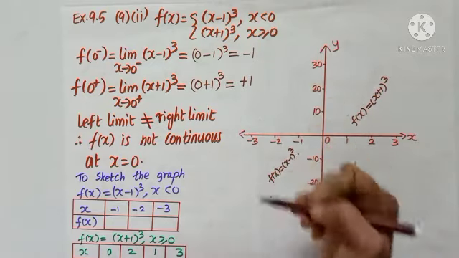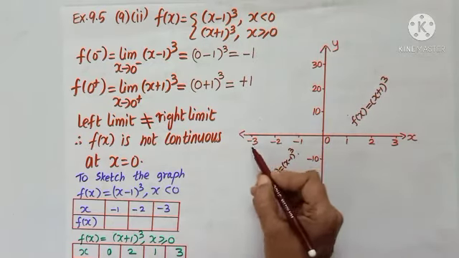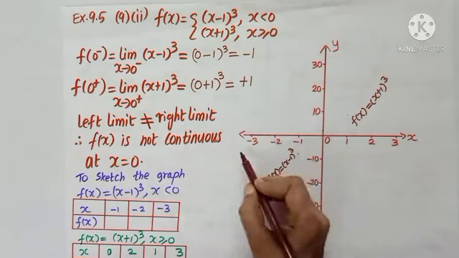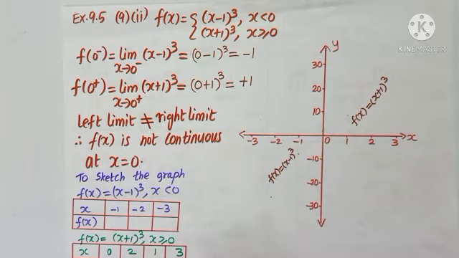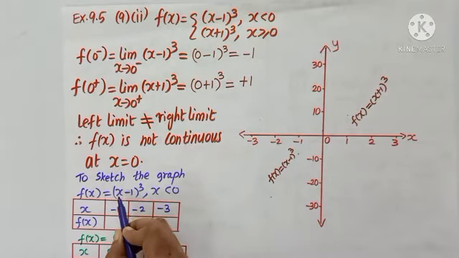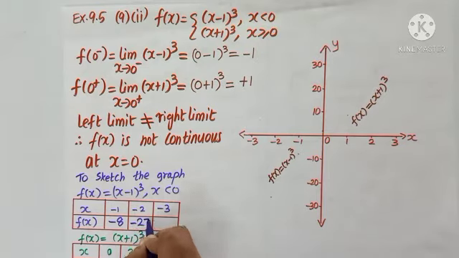To sketch the graph of it, let us take some easy values. I want below 0. I can take minus 1, minus 2, minus 3. As I substitute minus 1, minus 1 minus 1 the whole cube is minus 2 the whole cube, which is minus 8. If I put minus 2, minus 2 minus 1 the whole cube is minus 27. If I put minus 3, minus 3 minus 1 the whole cube is minus 64.